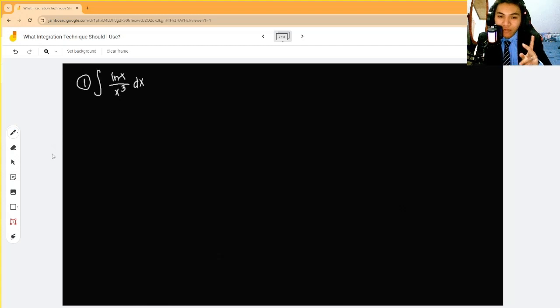First one, we have the integral of ln x over x cubed dx. Looking at it from first glance, we know that u substitution will not work on this function, since neither of the derivatives of the numerator and denominator is in the function itself, right? So what technique are we going to use? That's right, integration by parts.